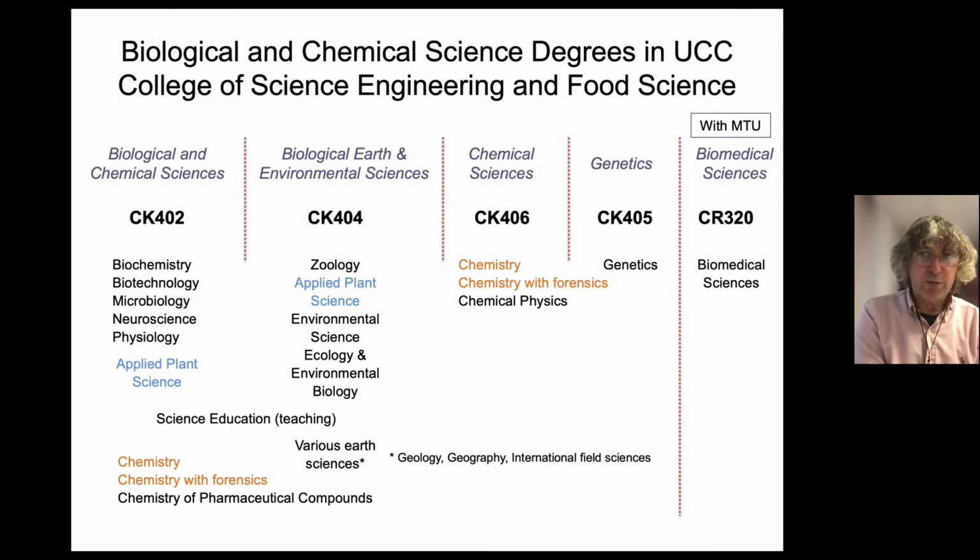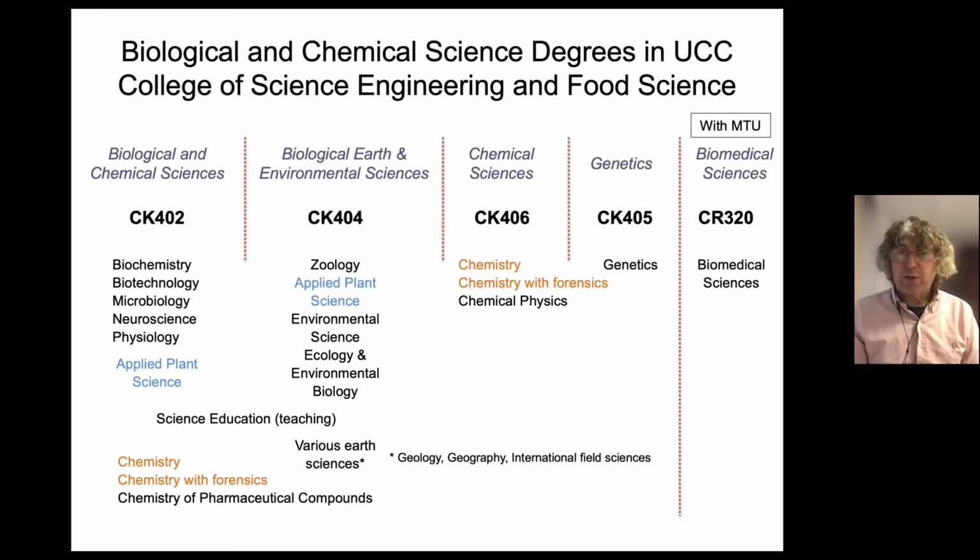There are some programmes, for example, genetics, CK405, where that's a dedicated programme. So students who come into that programme, even though they do a lot of the same courses as CK402 or CK404 students, are in a dedicated stream to get a BSc in genetics. The same is true of the degree in biomedical sciences, CR320. Now that's a joint degree with MTU, Munster Technological University, and the actual entry code for that is an MTU code, but the degree is jointly taught between UCC and MTU.